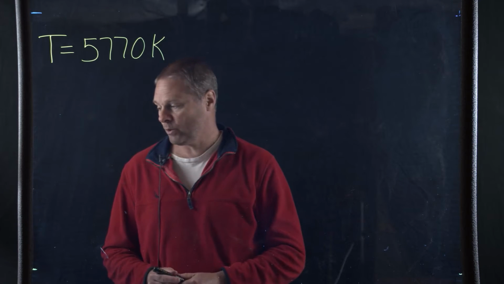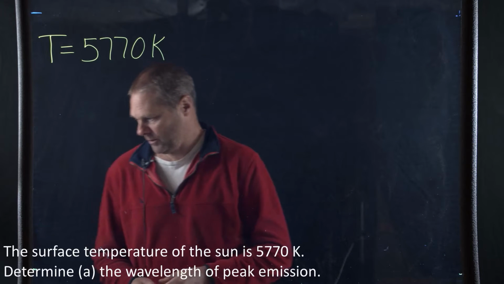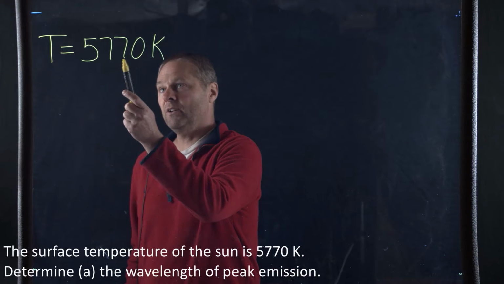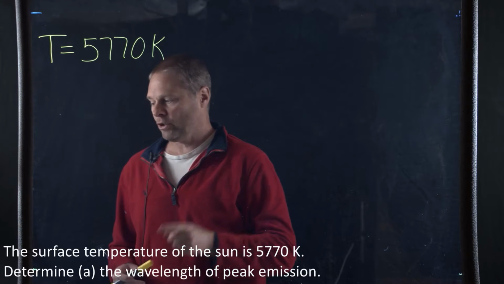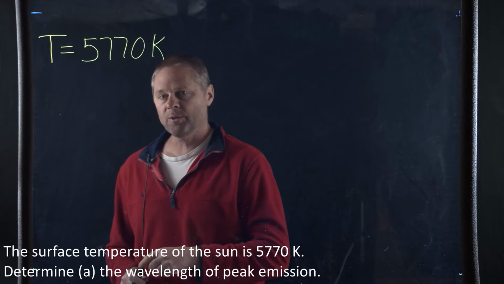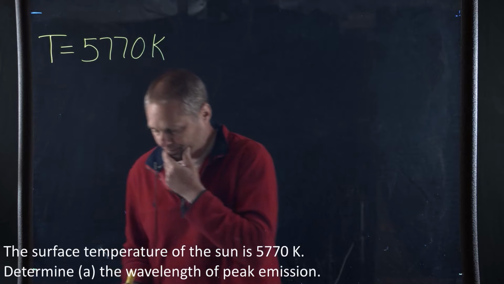All right, so for the first question, it states as such. The surface temperature of the sun is at 5,770 Kelvin. Determine A, its wavelength at the peak emission, and B, the surface brightness per square meter.